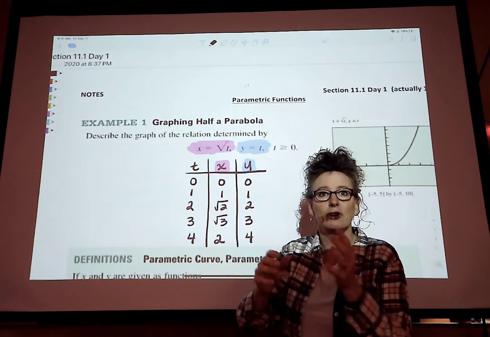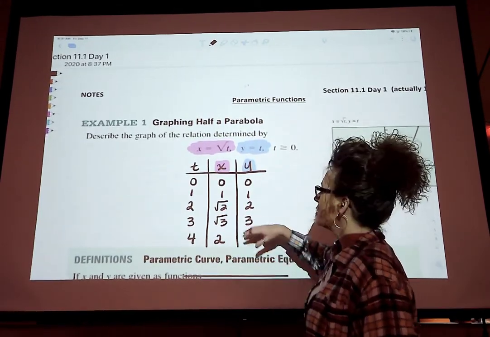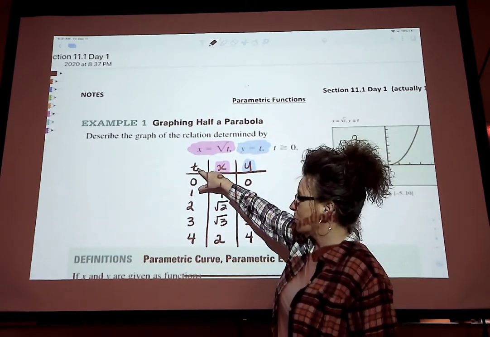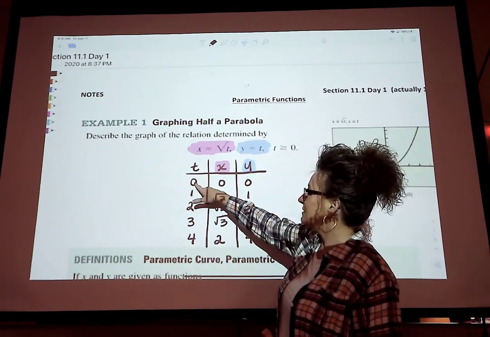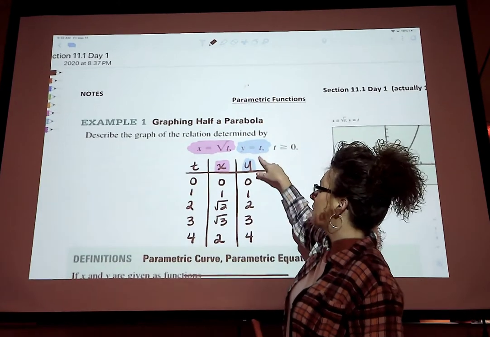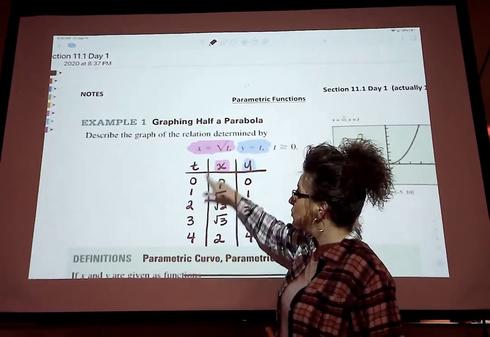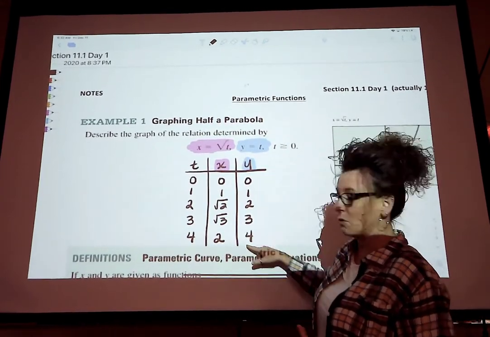Let's figure out a few x and y values as t changes. So I made an x column and a y column. I'm going to plug in 0, 1, 2, 3, and 4 for t. So when I plug in 0 into the x function, that's what I get. When I plug 0 into the y function, that's what I get. Sub in 1, sub in 2, sub in 3, and sub in 4.